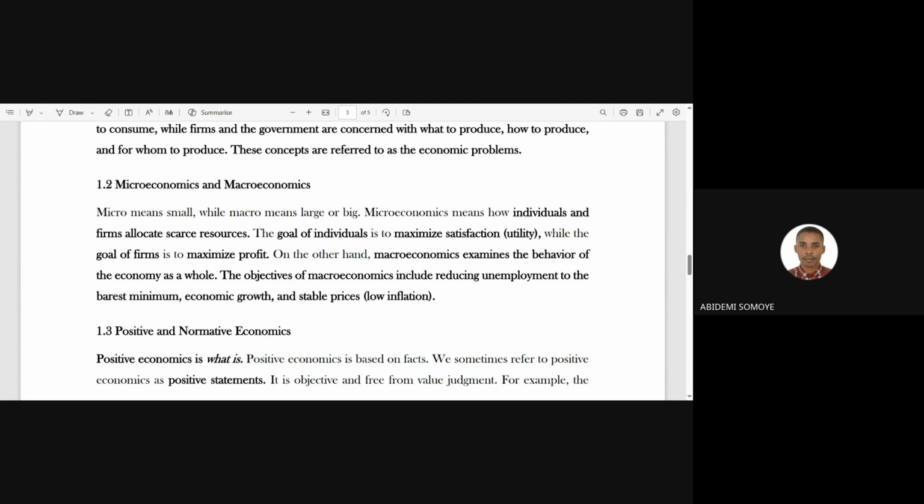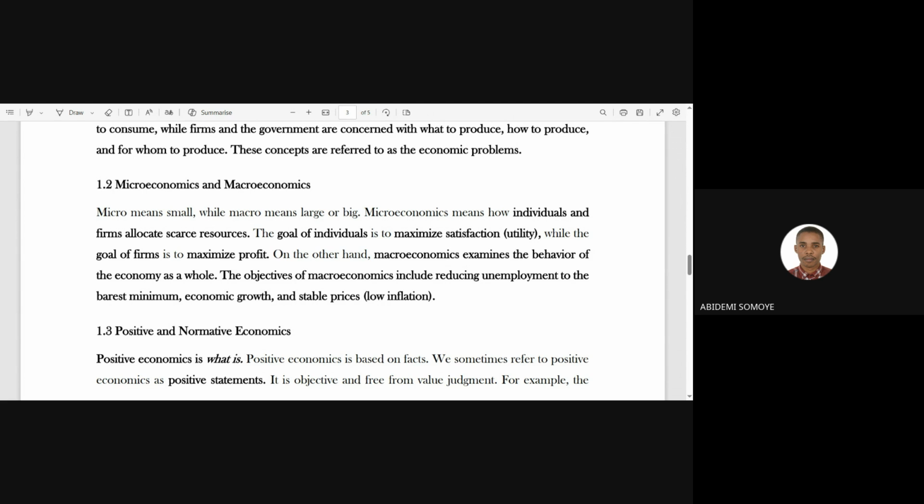While macro deals with the behavior of the economy as a whole. The objectives of macroeconomics include reducing unemployment to the barest minimum, economic growth, and stable prices. While the goal of individuals is to maximize utility or satisfaction, the goal of firms is to maximize profit. The goals of macroeconomics are to ensure the economy is growing, to reduce unemployment, and to ensure stable prices.